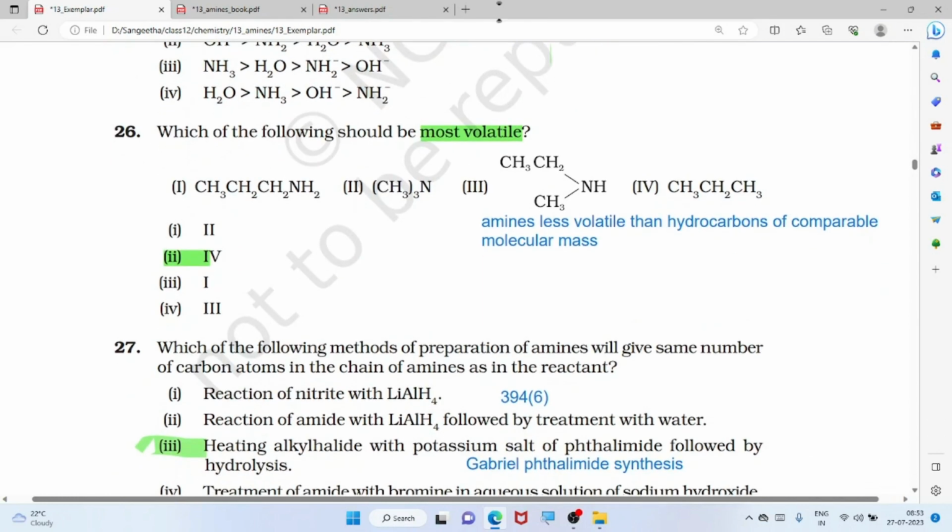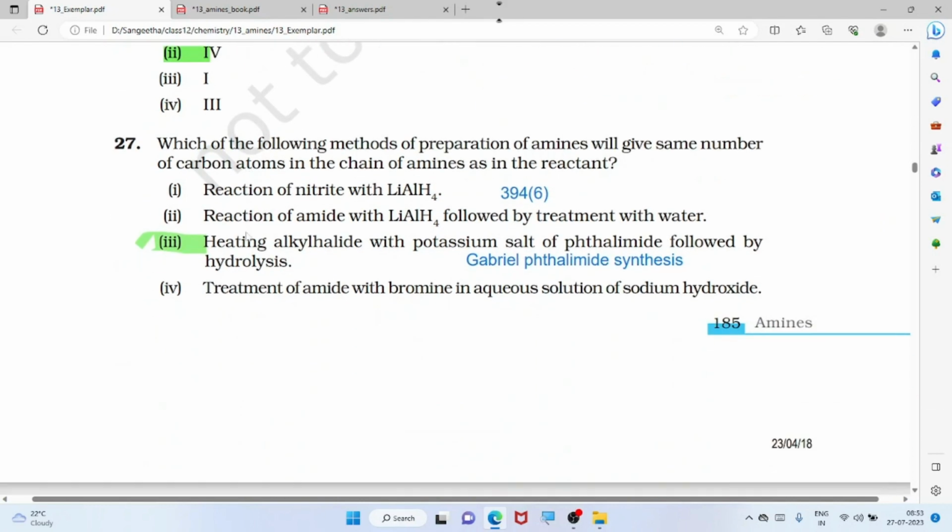Which of the following should be more volatile? Volatile, more volatile they are asking. Okay, so these amines are less volatile as compared to the hydrocarbon of the same molecular size. So less volatile, they are asking what is more volatile. So that is 4, this compound. Amines are less volatile as compared to hydrocarbons of the same molecular size.